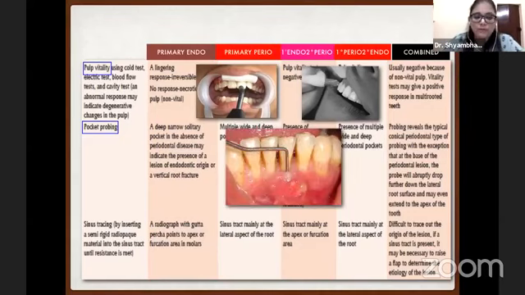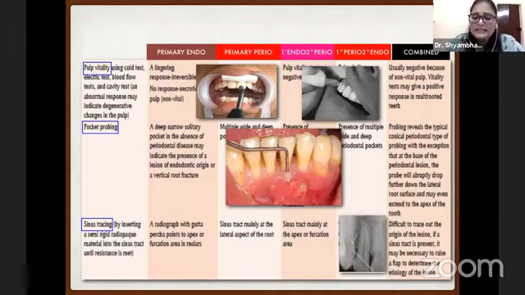Coming over to sinus tracing. Now in sinus tracing, a radiograph with gutta-percha points to the apex or the furcation area in the molar in case of primary endodontic lesions, while in primary periodontal lesions, the sinus tract can mainly be seen at the lateral aspect of the root. In case of primary endo and secondary perio, the sinus tract is mainly at the apex or furcation area, whereas in case of primary perio and secondary endo, the sinus tracing would lead to the GP point pointing towards the lateral aspect of the tooth, whereas in combined lesions it is difficult to trace out the origin of the lesion.